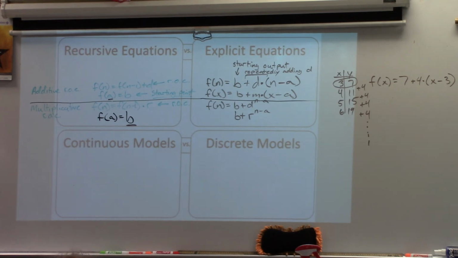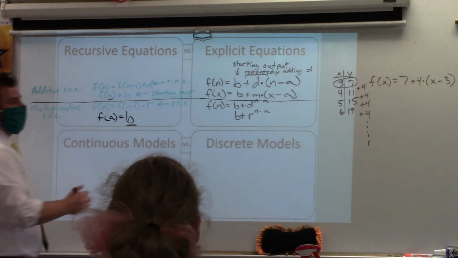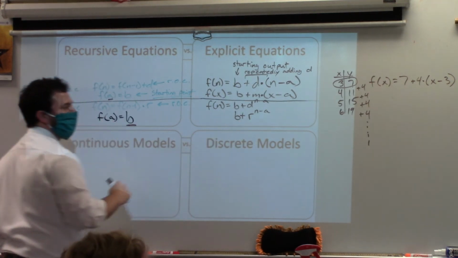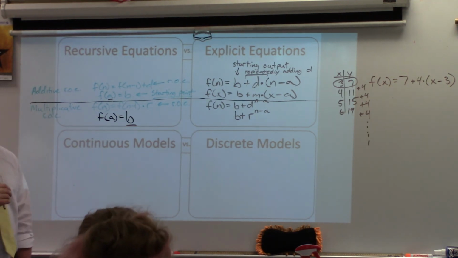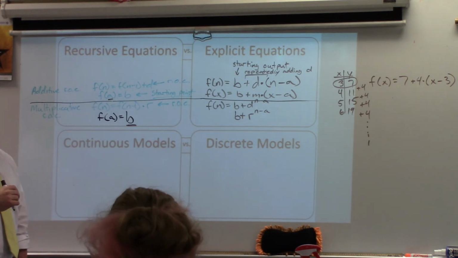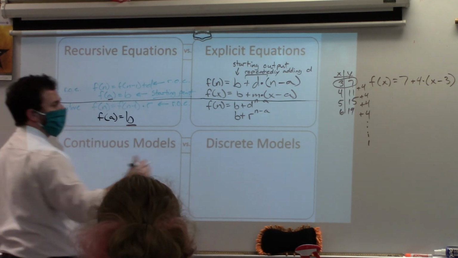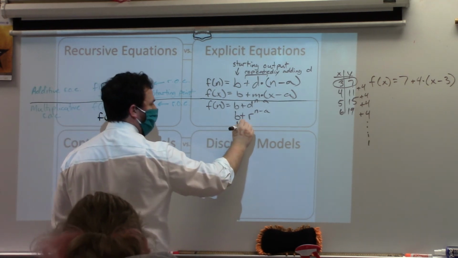Why do you have an exponent on there? Because you're repeatedly multiplying. Repeatedly multiplying by what? Not by n. You're repeatedly multiplying by r. Have you shown that you're multiplying by r yet? Times r to the power of.